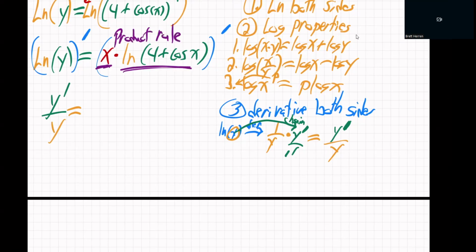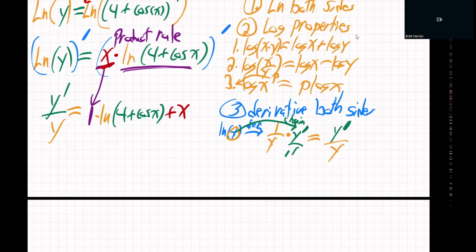Isn't it? Two things multiplied, so they take turns. Derivative of the first of the two functions of x multiplied: derivative of x is 1 times the second function unchanged, ln of 4 plus cosine x, plus the first function unchanged times the derivative of the second function.